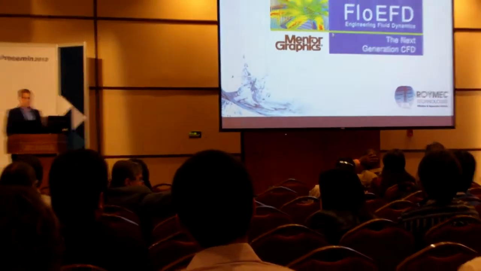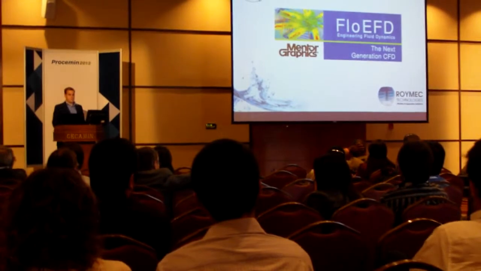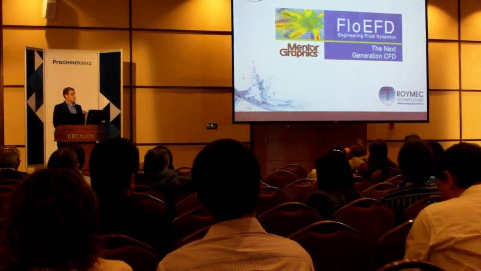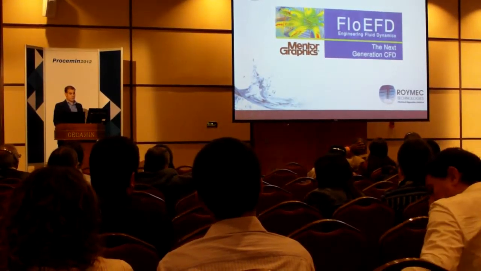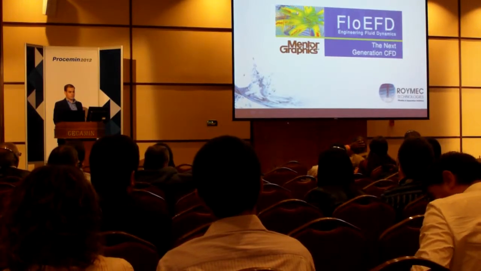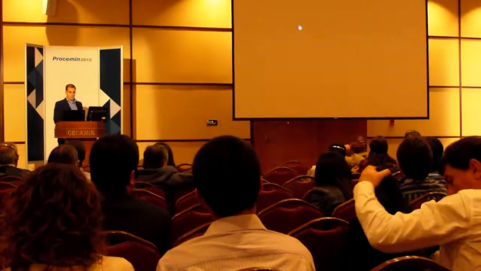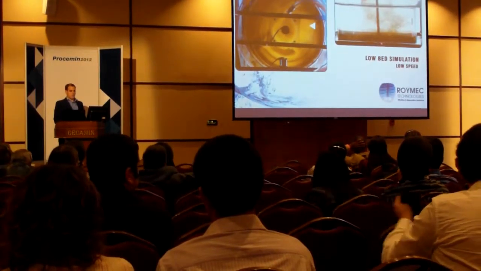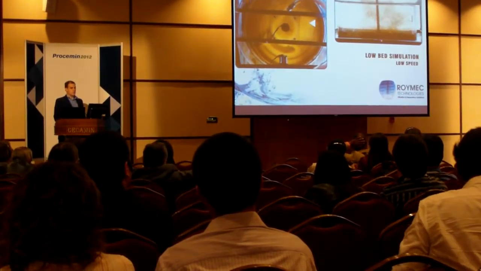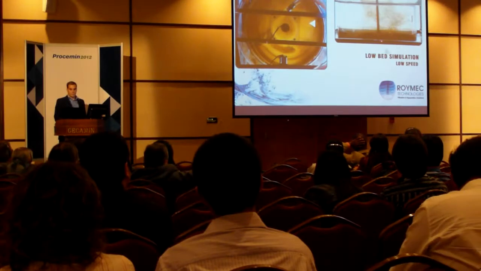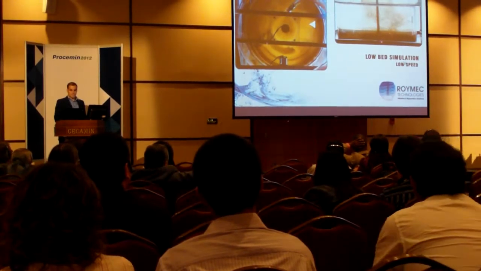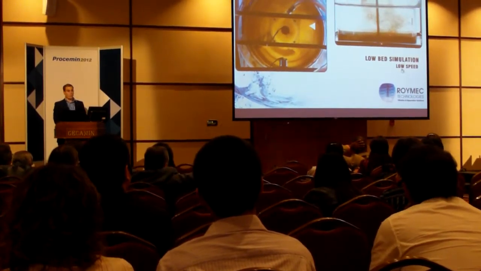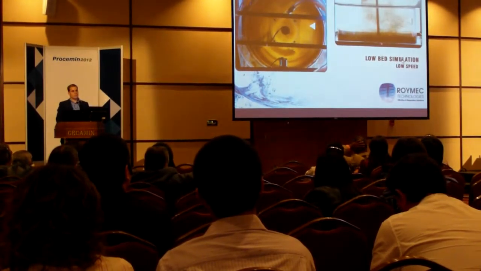For the CFD, we used Flow EFD, which is a very nice user-friendly package and was giving very good results. What we're showing here is the 400 millimeter scale model with a low mud bed and operating with a rise rate of approximately 3 to 4 meters an hour, which is fairly typical for most thickeners.